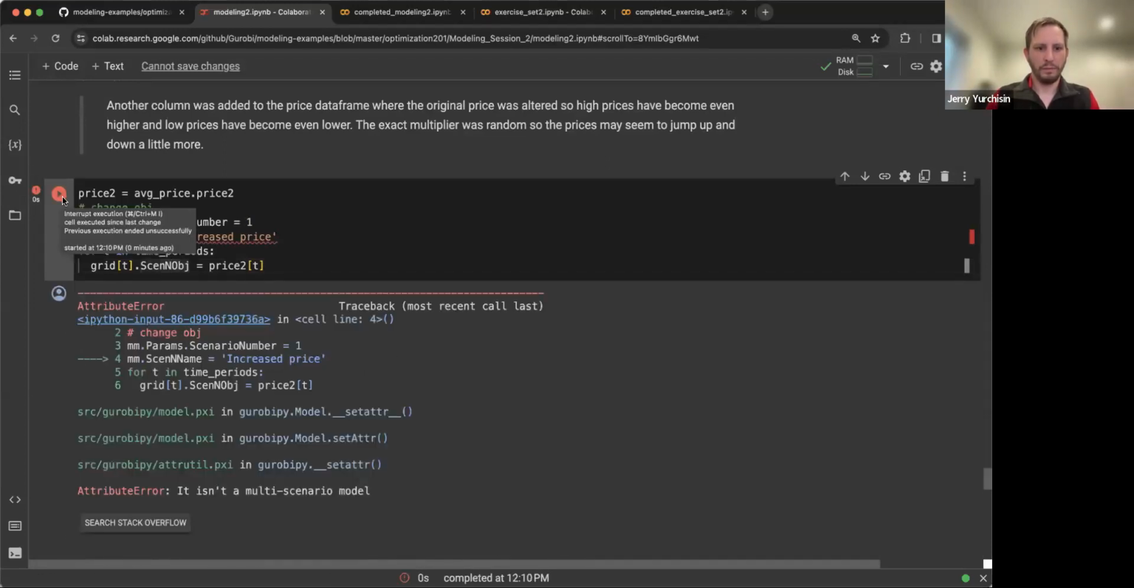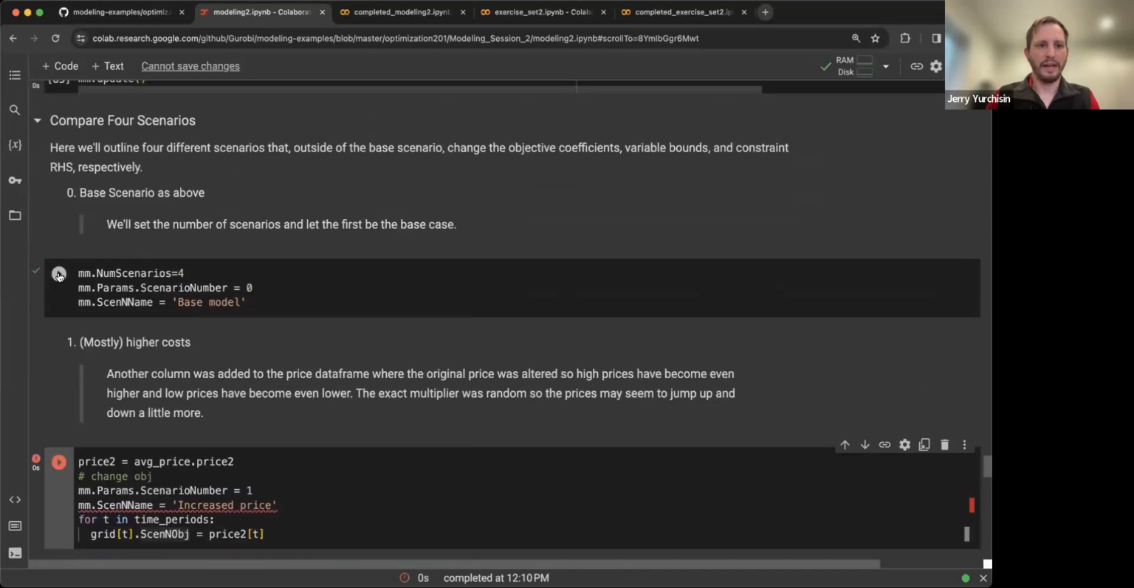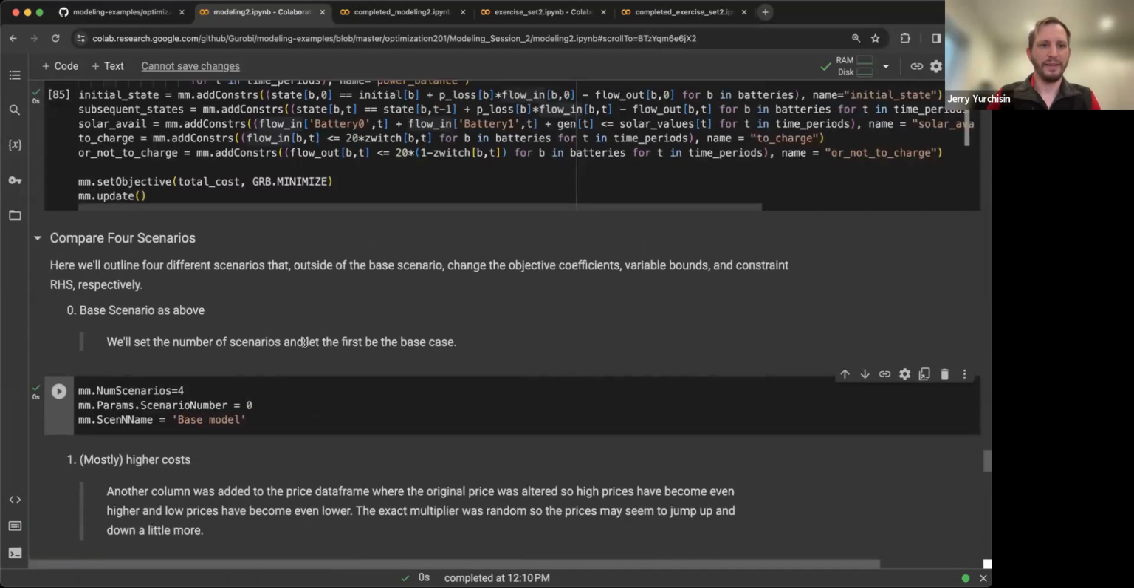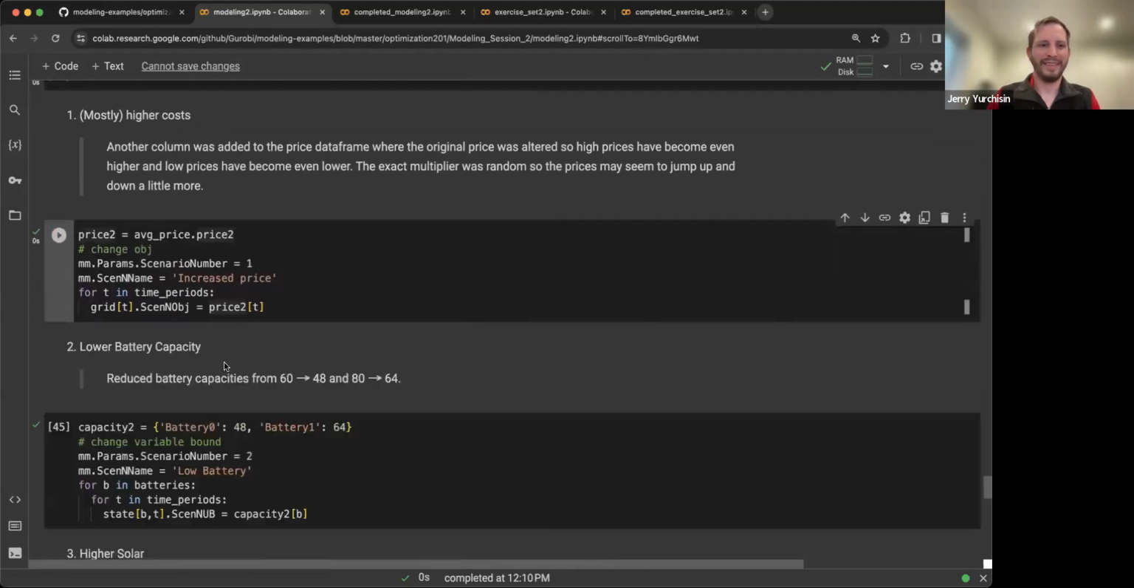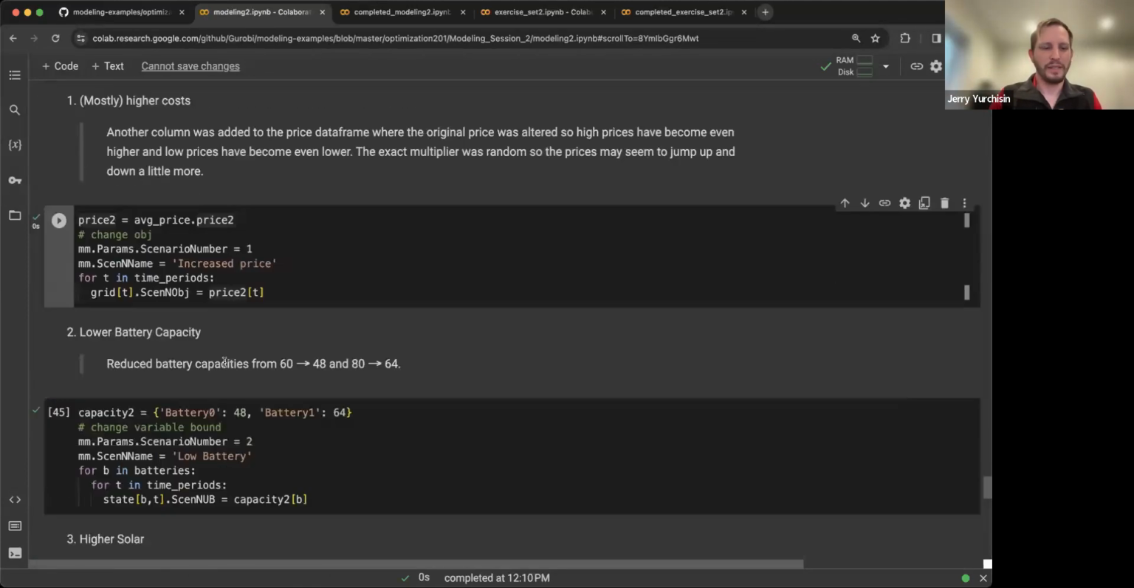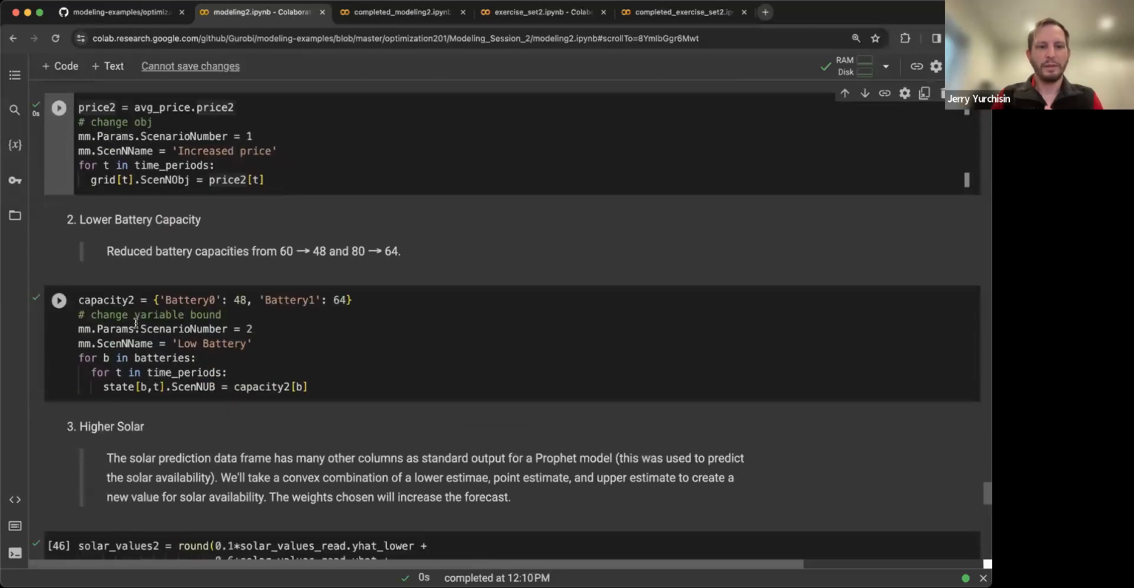That's how you update the objective function value for this decision variable and run through that. Oops. Oh, because I didn't run this. Let's see. There we go. Now we're happy. I forgot to run a cell. So now we've established this scenario with a higher price.